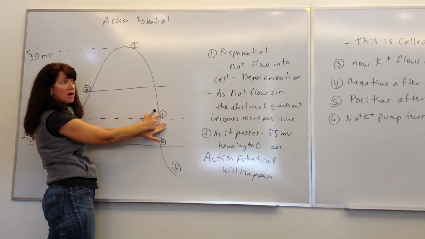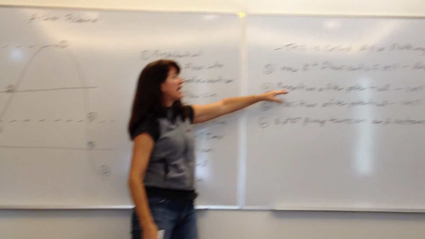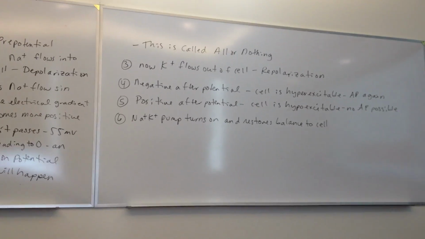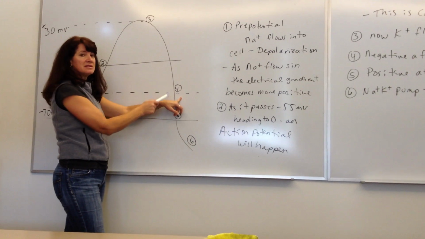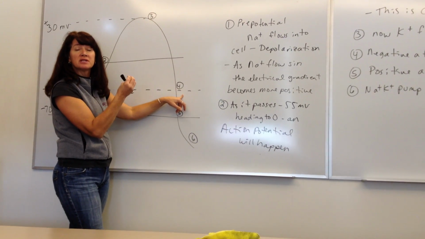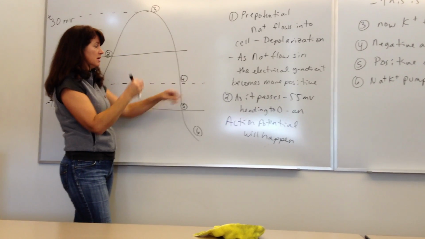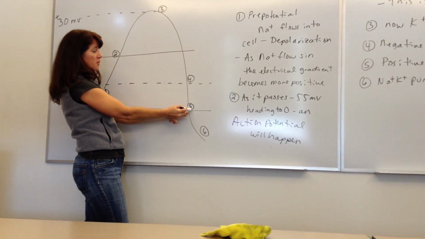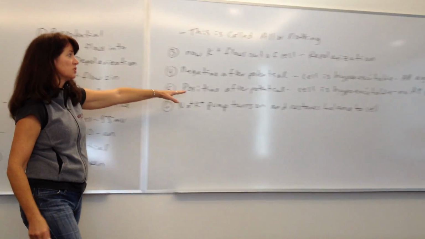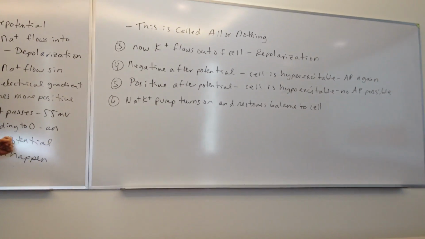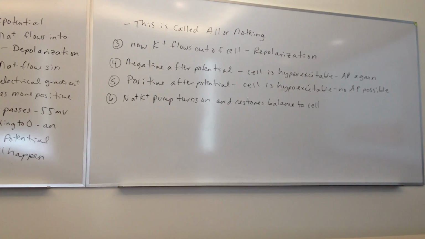At this point, we call it the negative after potential. At this point, if we get another signal from a nerve, we can have another action potential because the cell is very hyperexcitable and can have another spike. At this point, though, we call it the positive after potential. The cell is hypoexcitable. There is no way you can have another action potential at this point.